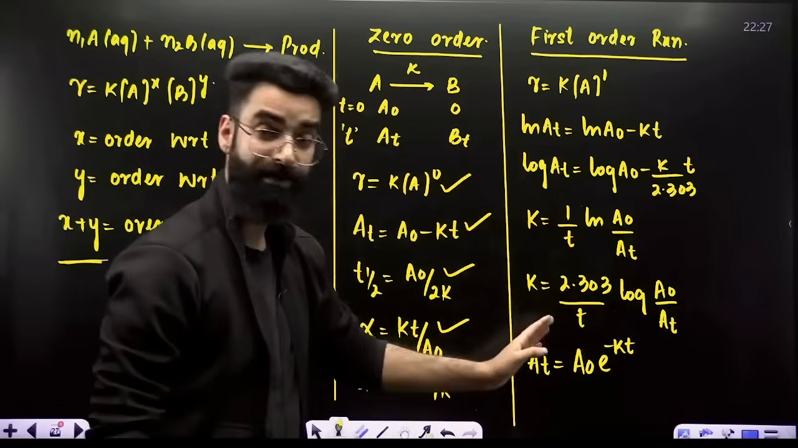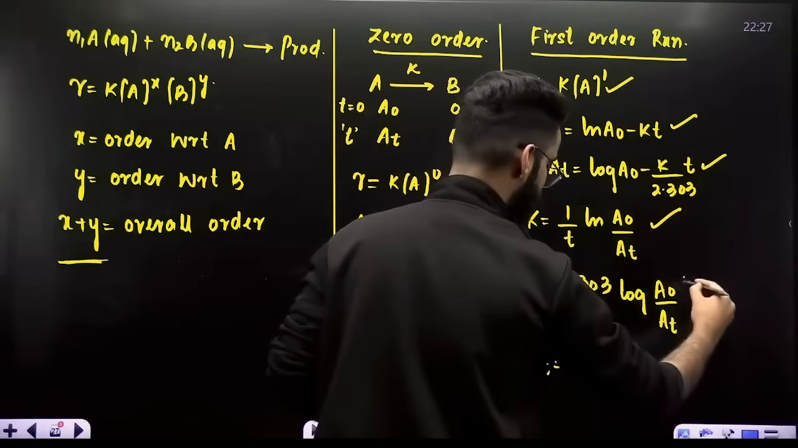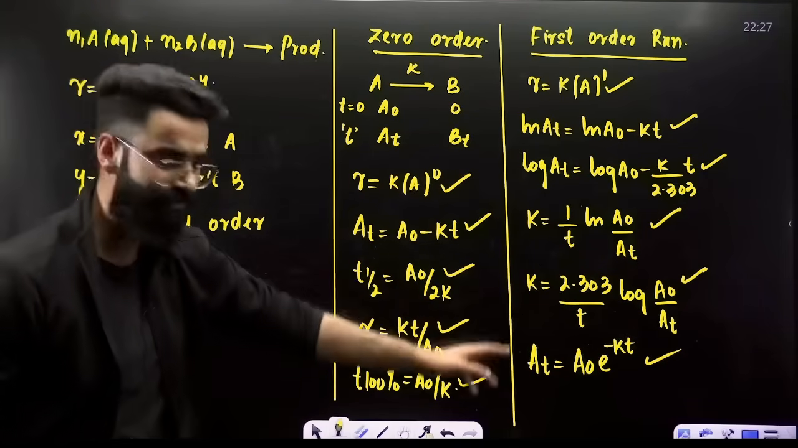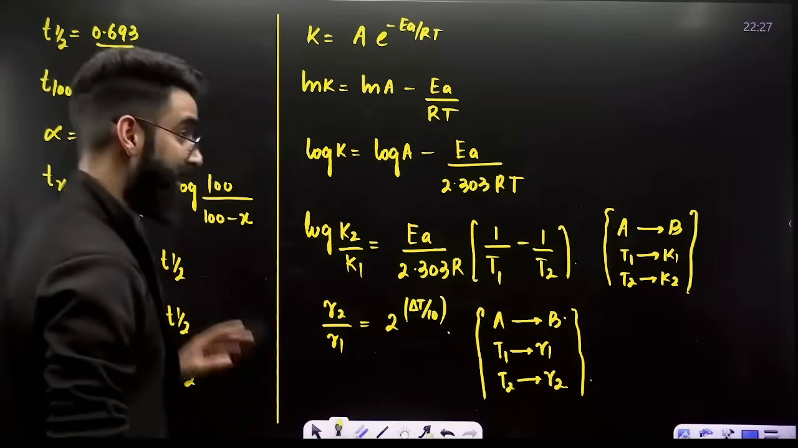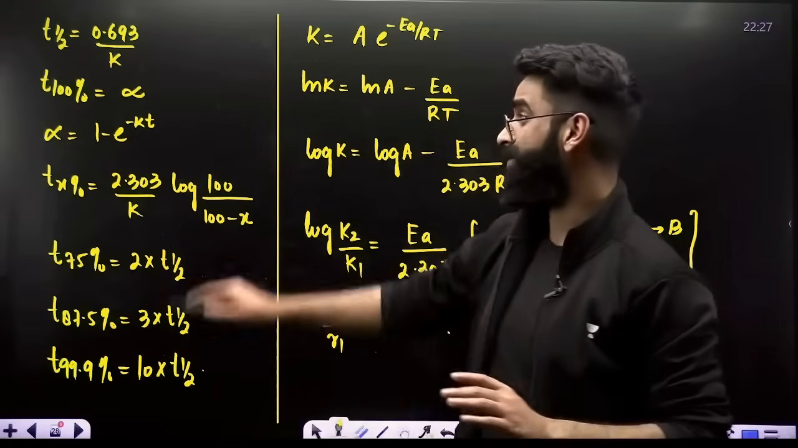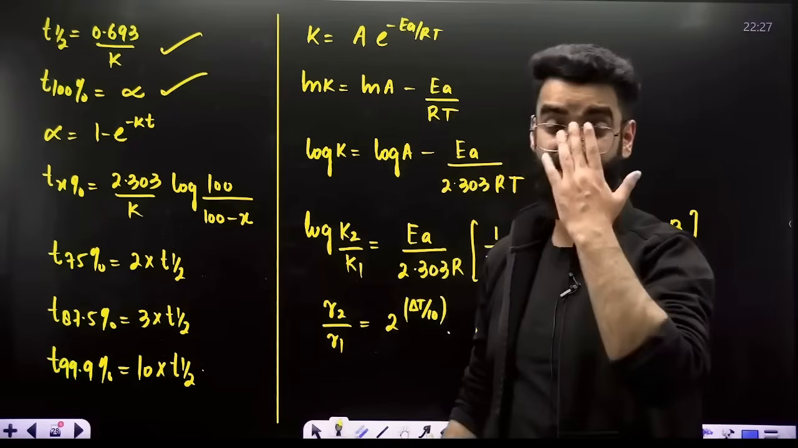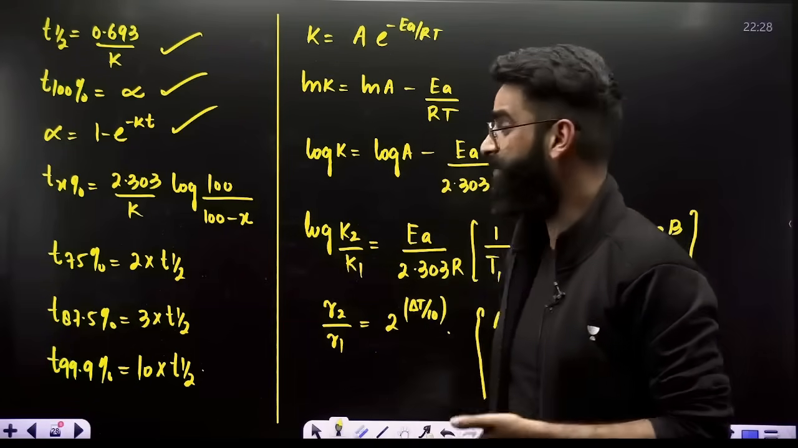Again, when it comes to the first order reaction, this is how you write the rate law. And these are the different formats of the integrated rate equations in case of first order kinetics. You need to remember all of them. I have taught this in detail in the sessions, if you remember. Perfect. Similarly, half-life in case of first order is 0.693 by K. Completion time is infinite. That means a first order reaction never undergoes 100% completion. Alpha is equal to 1 minus e raised to power minus Kt.